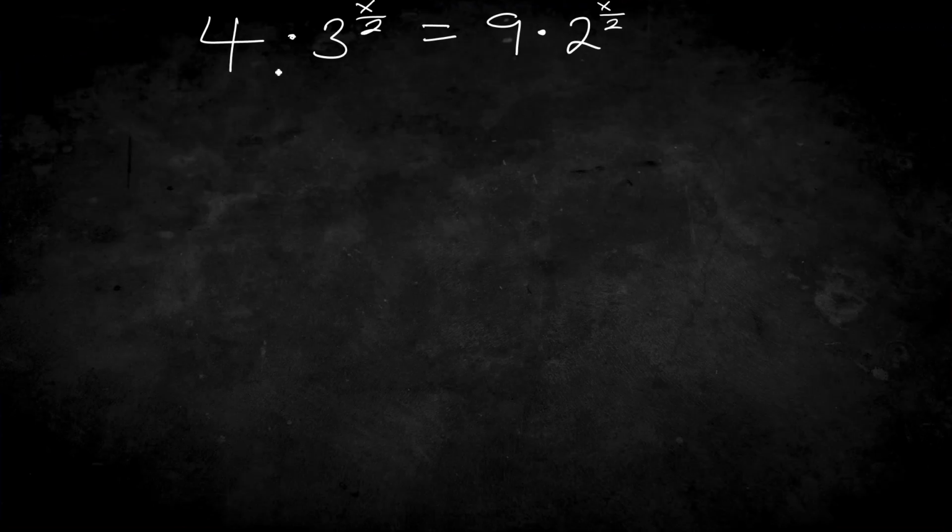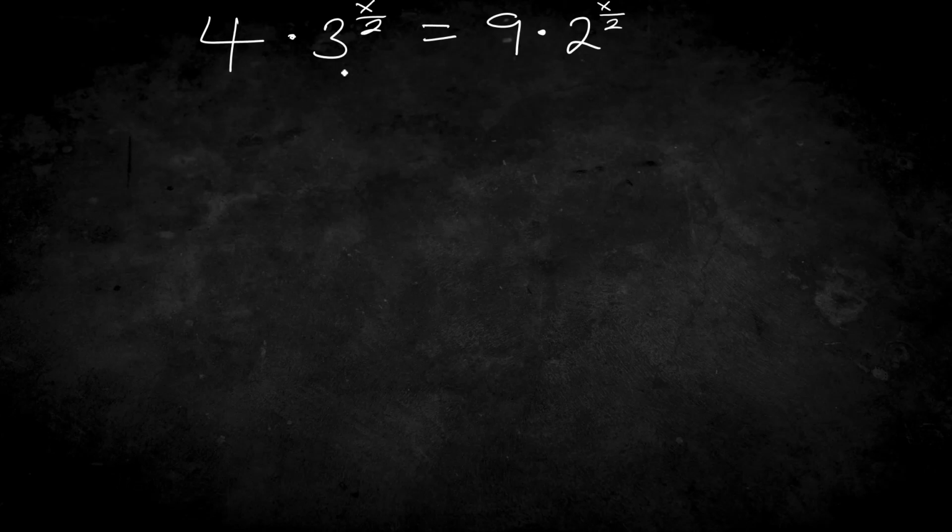All right, let's solve this question together. We are given 4 times 3 raised to x on 2 equals 9 times 2 raised to x on 2. All right, so we have something in common here. The powers here are equal. So let's do something to this. Let's group those without powers here.